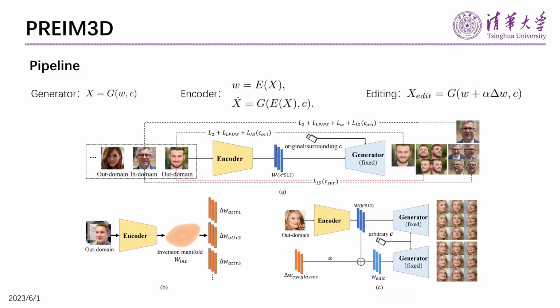In this paper, we introduce an encoder mapping a single real image to the latent space W+, and suggest performing image editing in the inversion manifold. Our method is based on a pre-trained three-dimension generator. The generator can synthesize multi-view images conditioned on camera parameter C. We train an encoder E to invert the given image to the latent code W and perform latent space manipulation to achieve semantic editing.